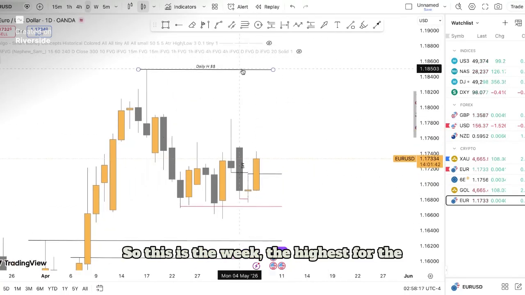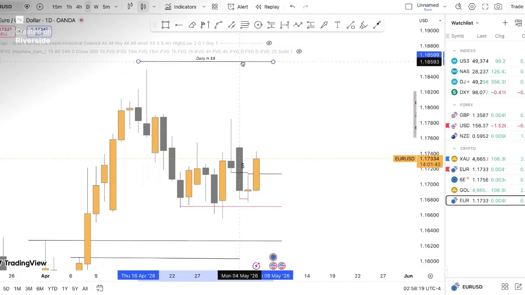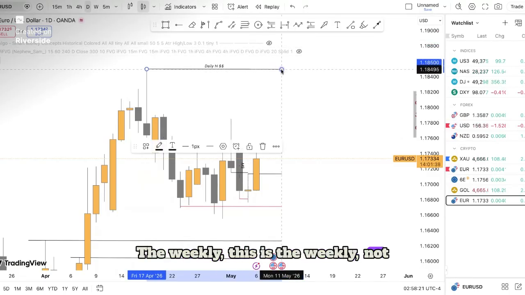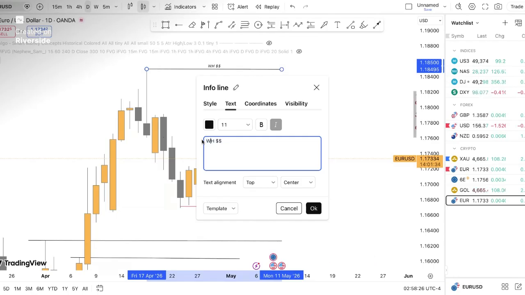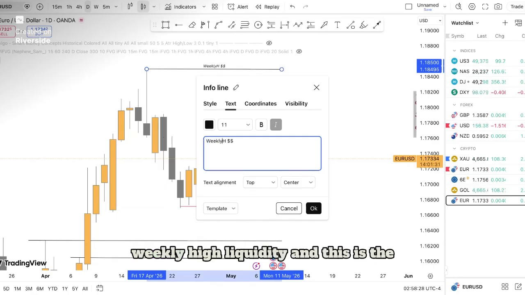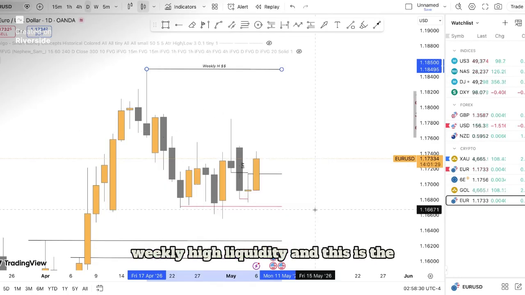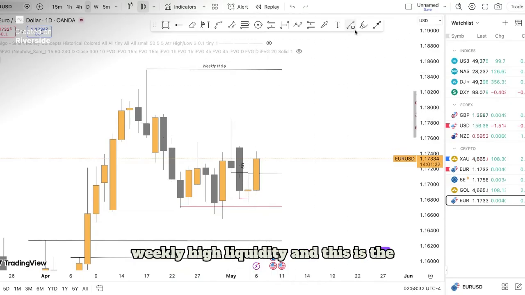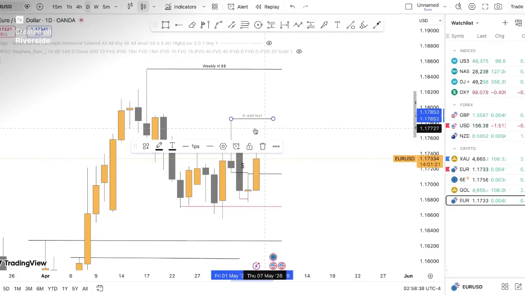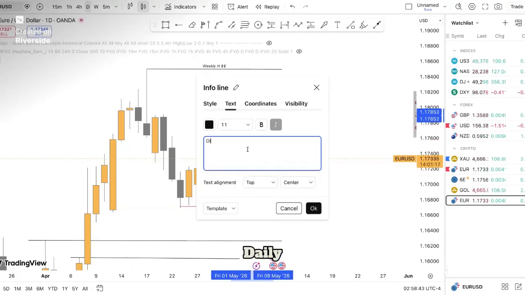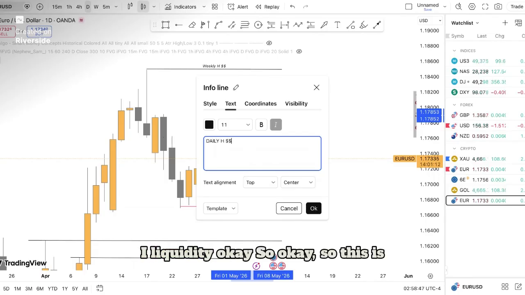So this is the highest for the week. The weekly, this is the weekly, not daily. I'm going to change it to weekly. That's the weekly high liquidity. And this is the daily. This is the daily high liquidity. Okay.